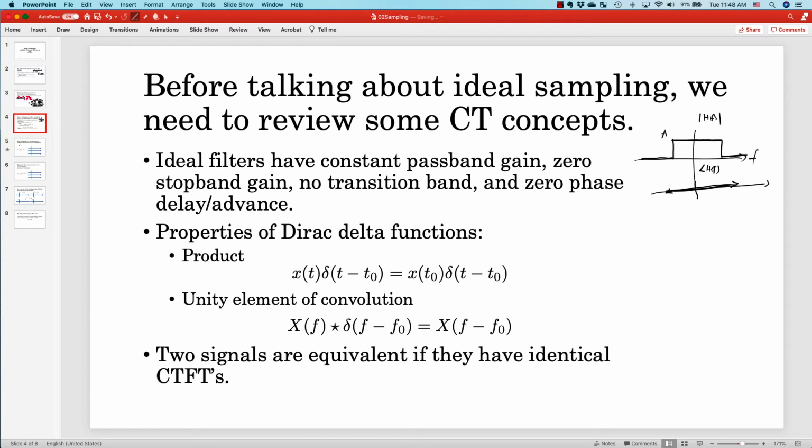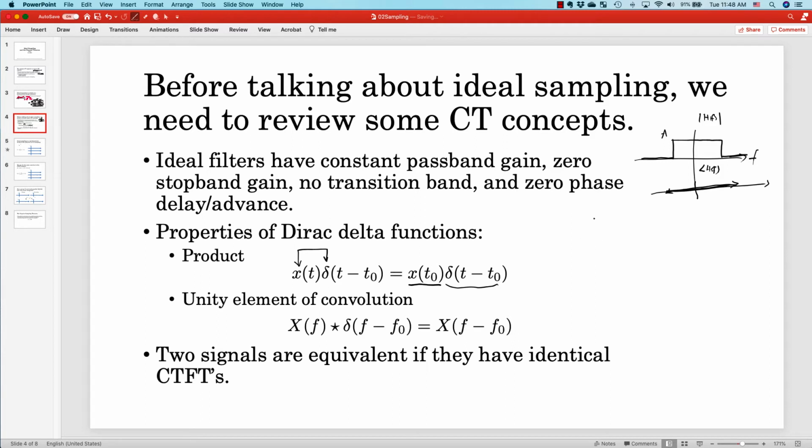The product property merely says that if you multiply any signal with a Dirac delta, then you pick off the value of that signal at the point where the delta fired, and that then scales the delta function. A lot of times this last part gets dropped off and people just think that it's left with x of t sub 0, and that's not true.